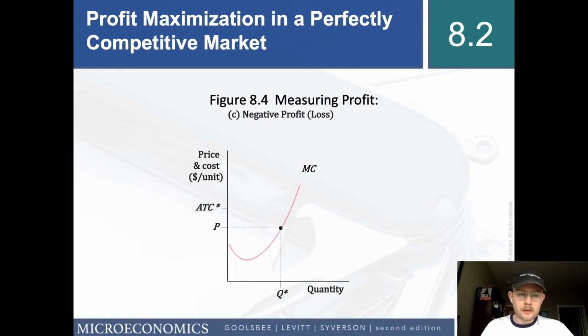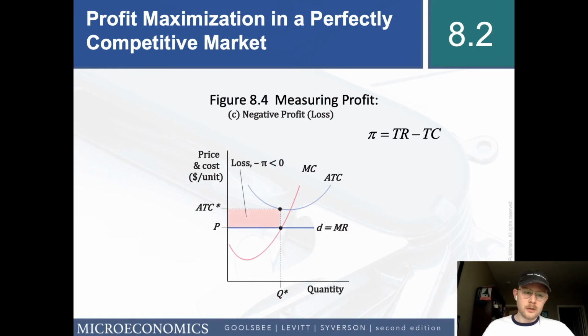One last case, negative profit. This time, the average total cost curve is above the intersection of marginal revenue and marginal cost. And so we have this gap here between where marginal revenue equals marginal cost. So the average total cost is greater than this intersection, and so you end up with this loss.